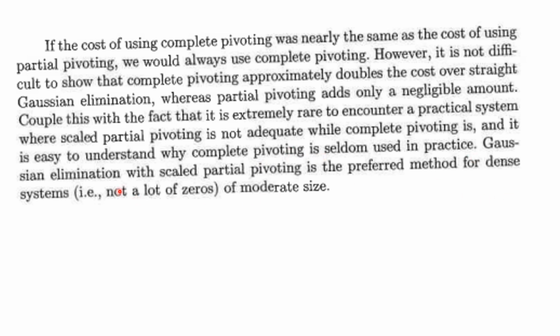Gaussian elimination with scaled partial pivoting is the preferred method for dense systems. And dense systems mean there are not a lot of zeros or coefficients of moderate size.